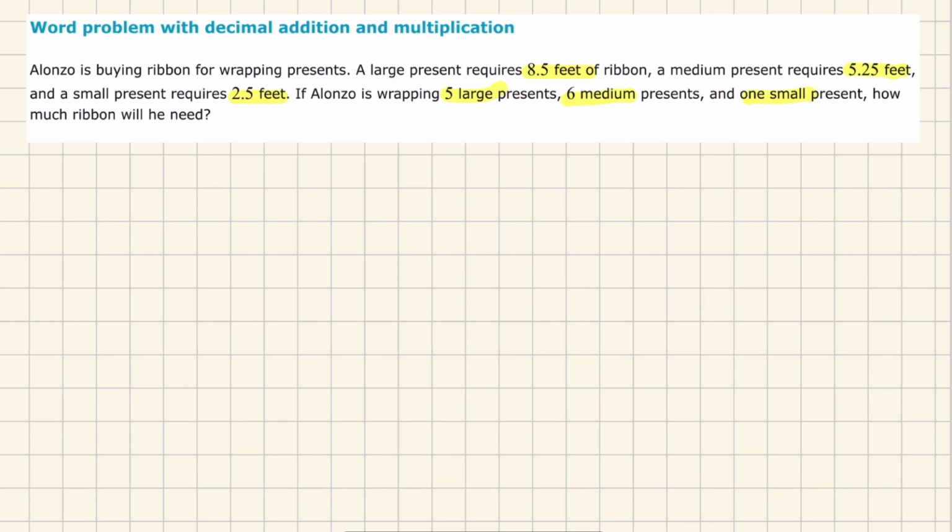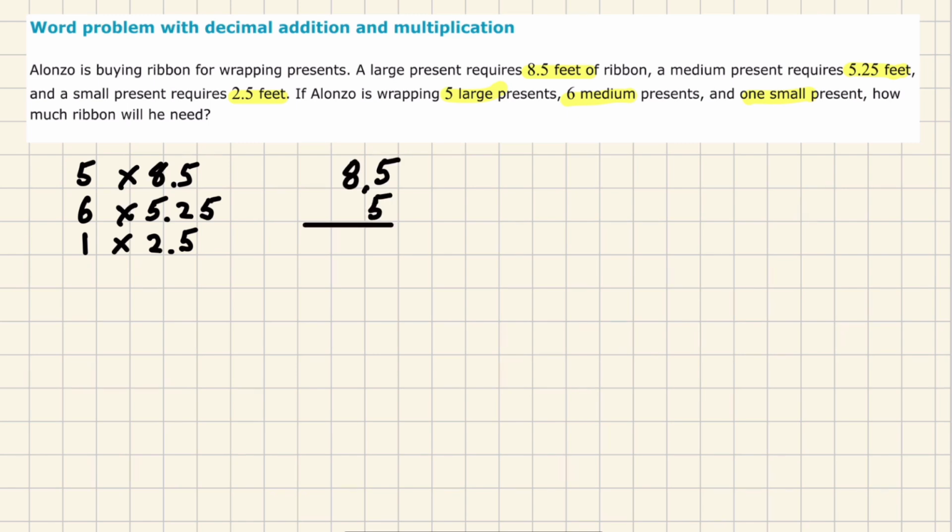So from the description, we have 5 large presents, each one requiring 8.5 feet, 6 medium presents, each requiring 5.25, and then 1 small present requiring 2.5. So to find the total, we would need to do each one of these multiplications and then add those totals together. Starting with the 8.5 and multiplying by 5.